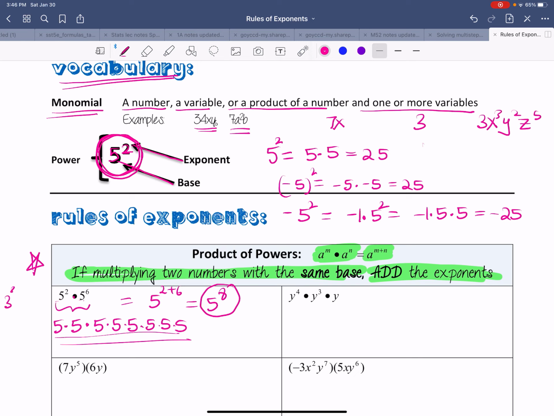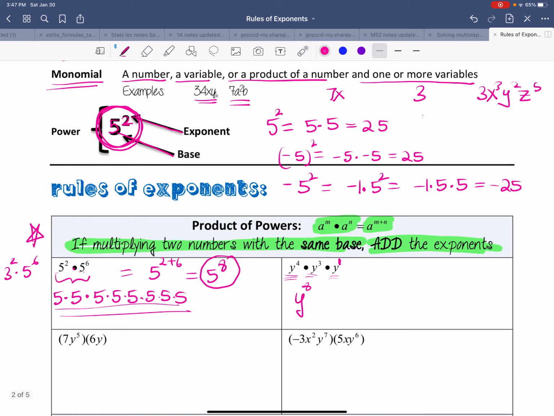If you had 3 to the second power times 5 to the 6th power, you really cannot use this rule because your bases are different. Right? Another example, y to the 4th times y to the 3rd times y. This actually means y to the first power. When you don't see an exponent, there is a hidden one as an exponent. So this is going to equal y to the 4 plus 3 plus 1, which is 4 plus 3, 7 plus 1 is 8. So y to the 8th power, which means we have a total of 8 y's, which we can see. This is 4 y's, 3 y's, and another y, total 8 y's.